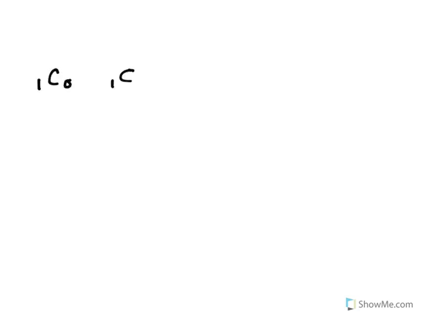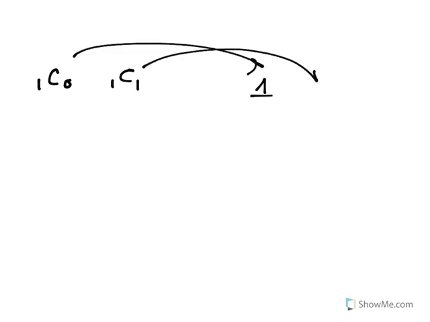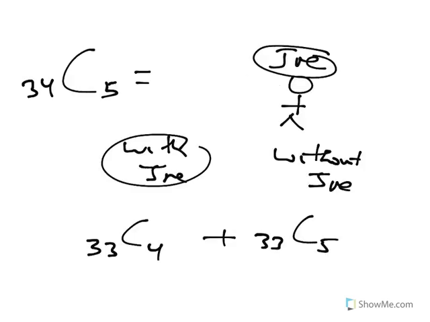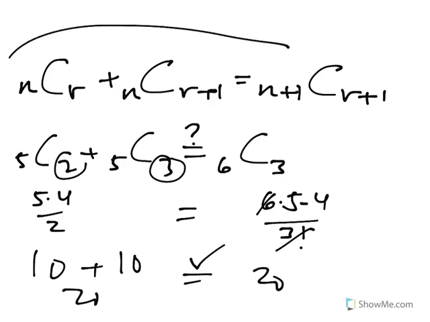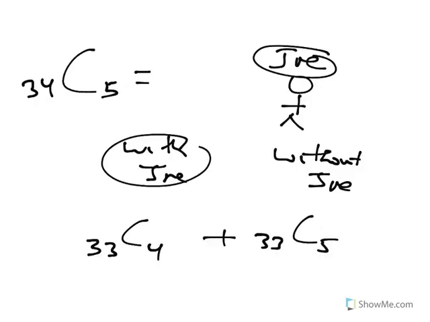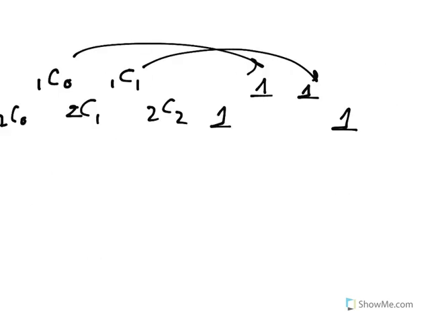1C0, 1C1. If I write down those two numbers, 1C0 is 1, and 1C1 is also 1. Anything C0 is 1, and anything C itself is 1. 2C0 is 1. 2C2 is 1. But as far as 2C1 goes, imagine I didn't know the formula for calculating it. All I knew was this property. I could say that 2C1 is 1C0 plus 1C1. In other words, the sum of those two. So 1 plus 1 is 2.